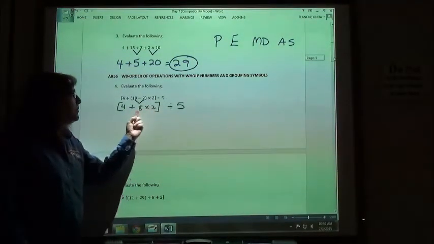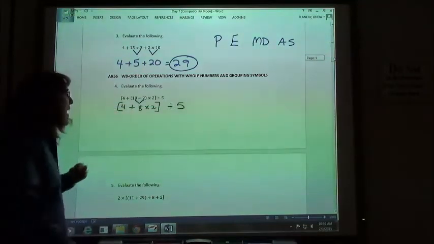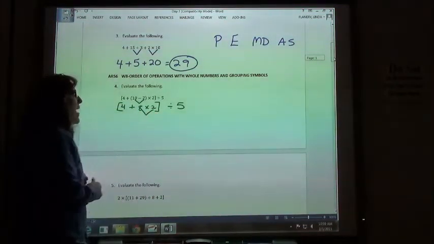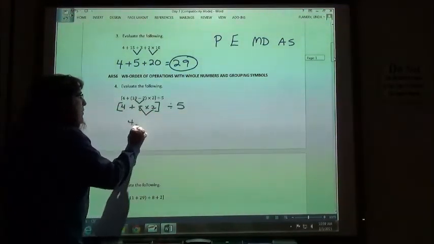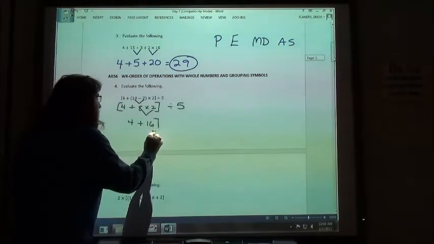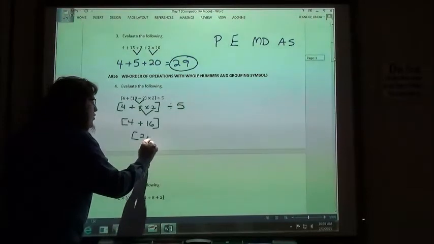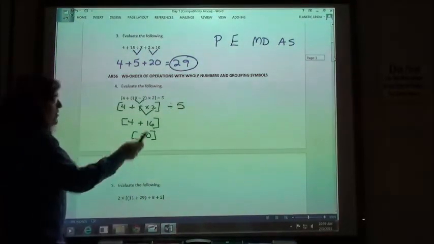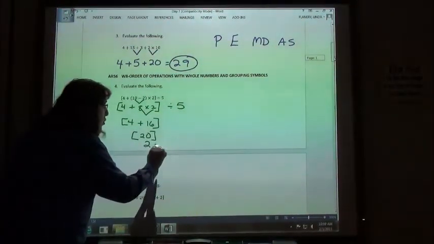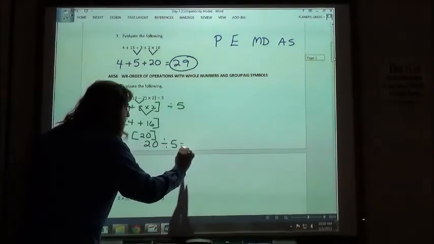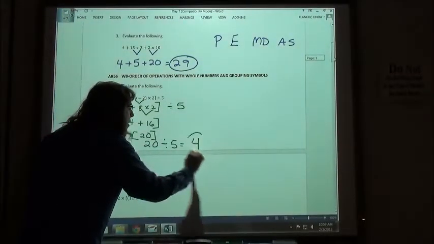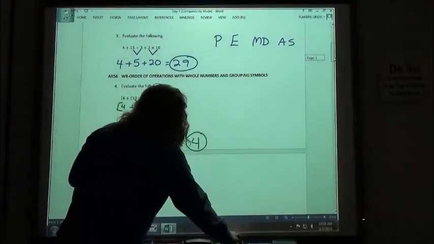I'm going to multiply before I do any adding, so I have to do the 8 times 2 first. So I'm going to get 4 plus 16 in my brackets. I then can do 4 plus 16, which is 20, and now it's down to one number. So 20 divided by 5 gives me 4 for my answer.